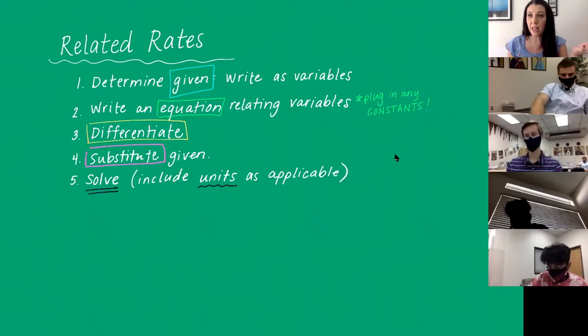And then we're solving, and a lot of times these problems have units as a part of them. Not always, but a lot of times they have units. So you want to make sure your units make sense as a final answer.